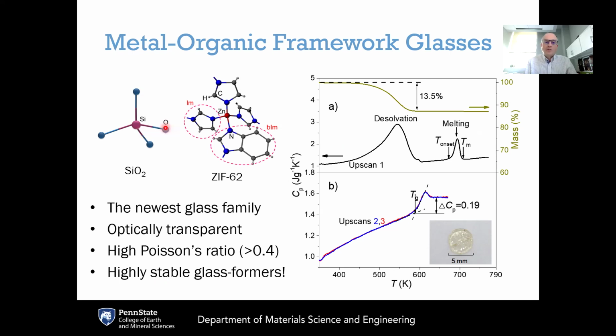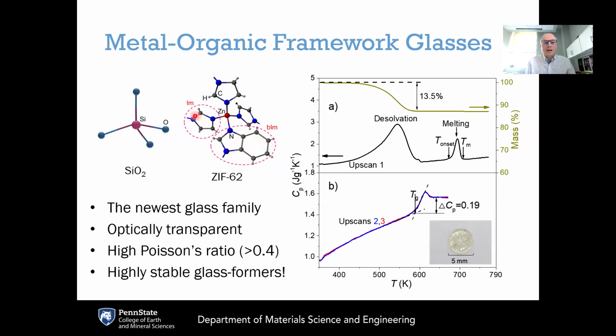With metal organic framework glasses, instead of having a silicon, we have a transition metal like zinc. Zinc is probably the most commonly used one. Cobalt could also be used. And this is fourfold coordinated. But instead of having an oxygen anion, we have an organic ligand molecule. This can be an imidazole molecule, as shown here, or a benzimidazole molecule, which is the same thing, but with a benzene ring attached to it.